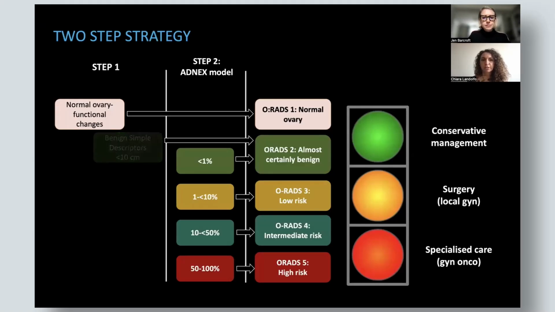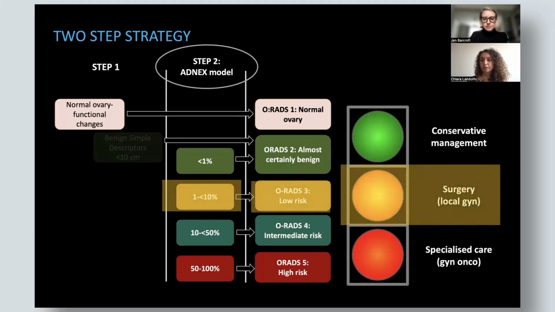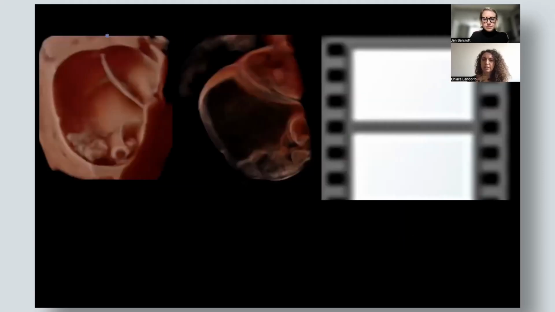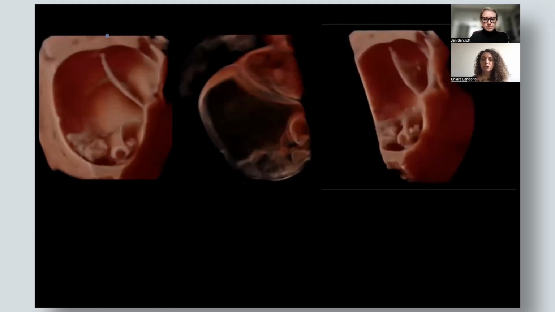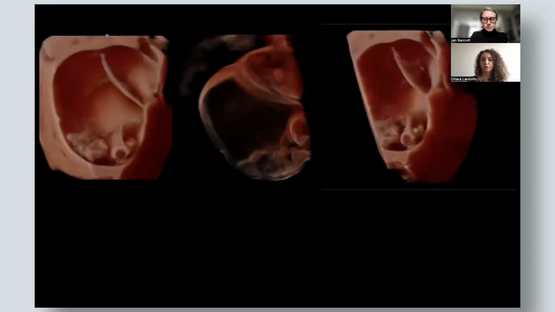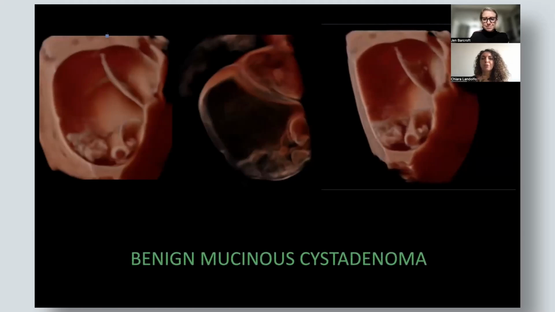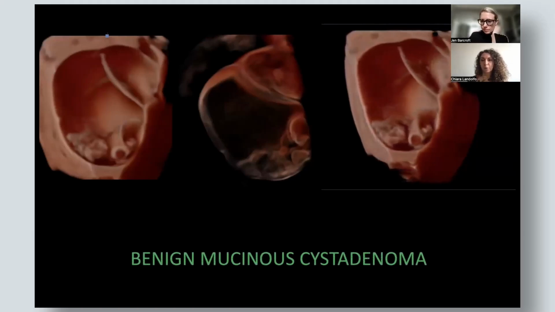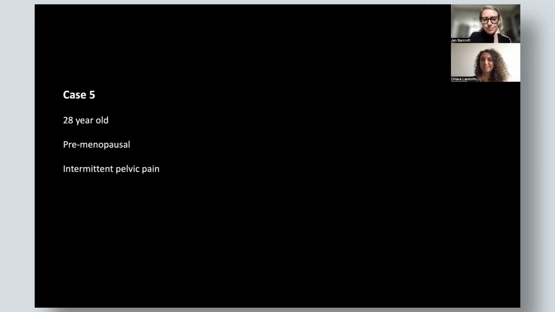We can go to our flow chart. First step, application of benign simple descriptors, not applicable. So then we apply the ADNEX model as a second step. We have a risk of malignancy between 1 and less than 10%, which corresponds to a low risk. So this patient could be treated in a local gynecology center. She was symptomatic. It was quite a large cyst, if you remember the size. So she decided to undergo surgery and removal of the cyst, and it was confirmed to be a benign mucinous cystadenoma. Ready for the next case, Jen?